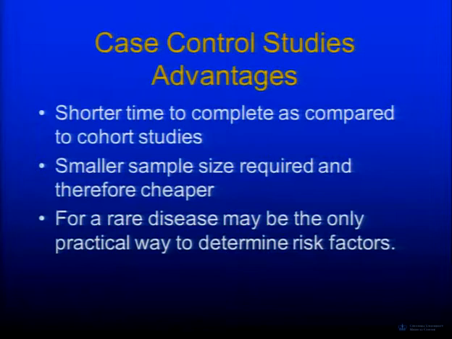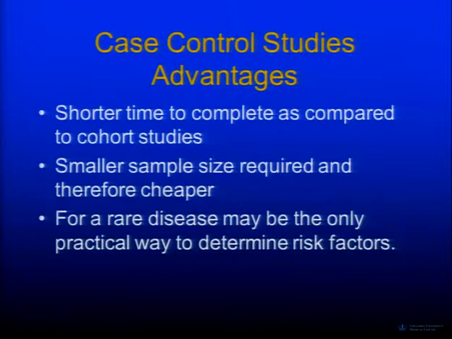Okay, so we're going to keep going back to mathematical examples in a little bit, but let's just discuss this a little bit more. So case control studies have a lot of advantages. That's why we do them. First of all, it's a shorter time to complete as compared to a cohort study. When you do a case control study, the people already have the disease, so you just assemble a group that are cases and controls. When you do a cohort study, you start with everyone without disease, and you follow them forward over time until they get disease. So obviously, that takes a longer amount of time.